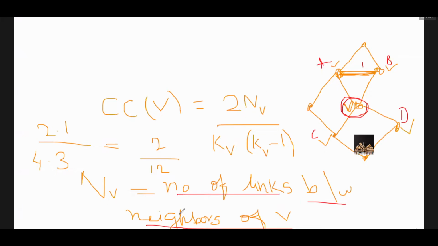KV is nothing but the degree of this particular node V. What is the degree of this node V? You have to see the in links to that node V. One in link, see here, I'm drawing with red color: 1, 2, 3, and 4. So the degree of this node V is 4. So I have substituted 4 in place of KV. 4 into 3. So you have to perform the division and you'll get the answer.